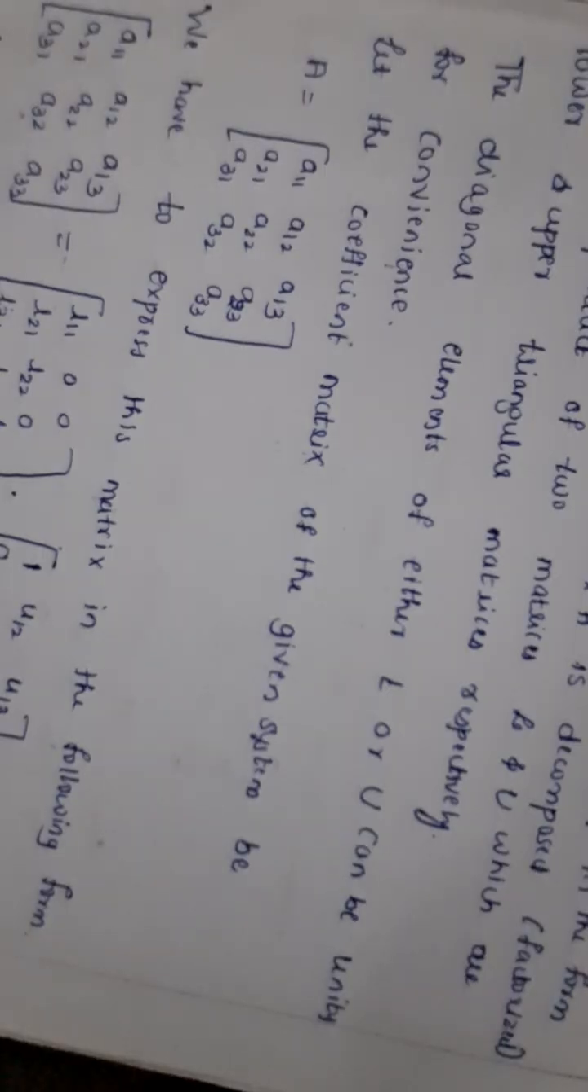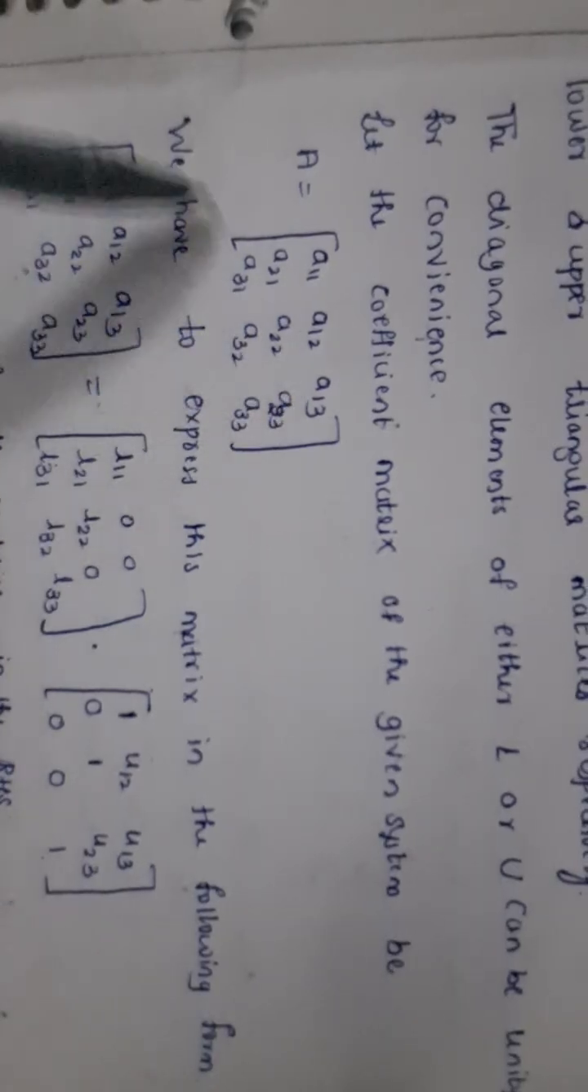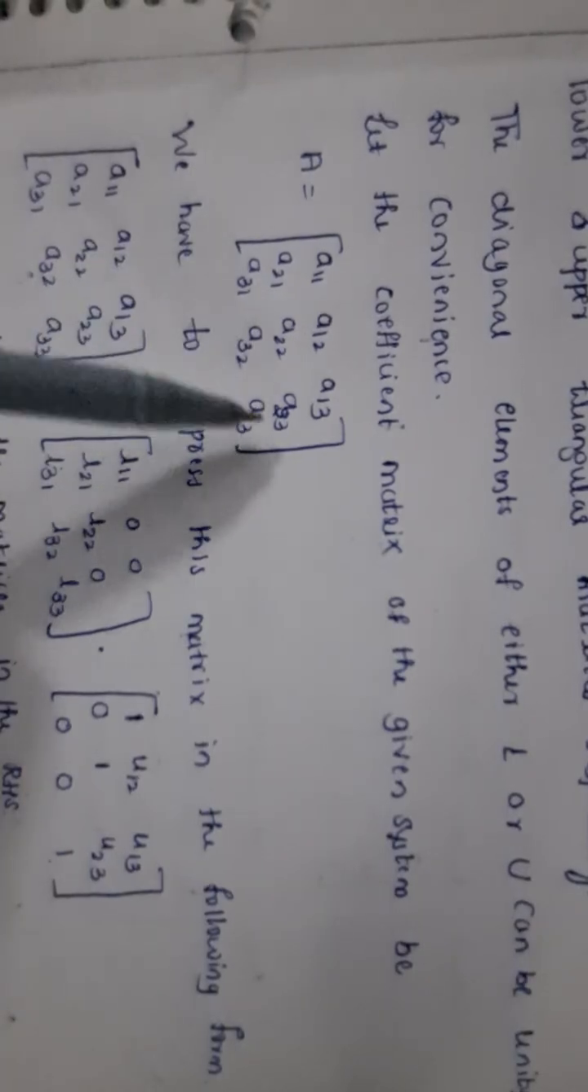Let the coefficient matrix of the given system A be equal to A11, A12, A13, A21, A22, A23, and A31, A32, A33. These are the first row first element, first row second element, and first row third column element, like that. This is second row first column, second row second column, second row third column, and so on. Here we try to write this A in terms of L and U.